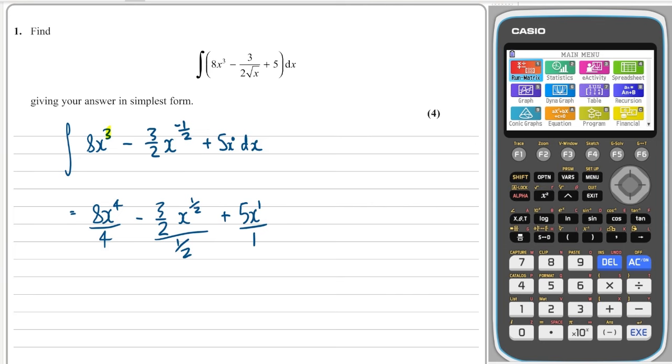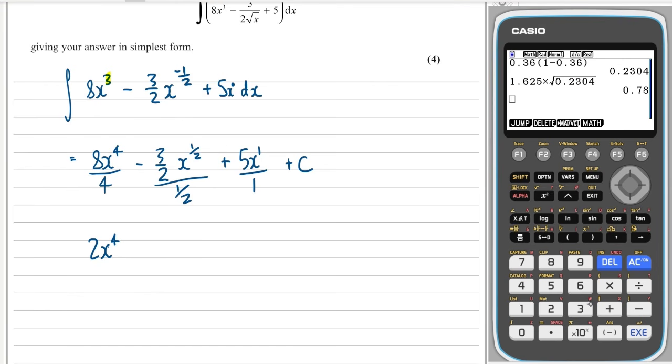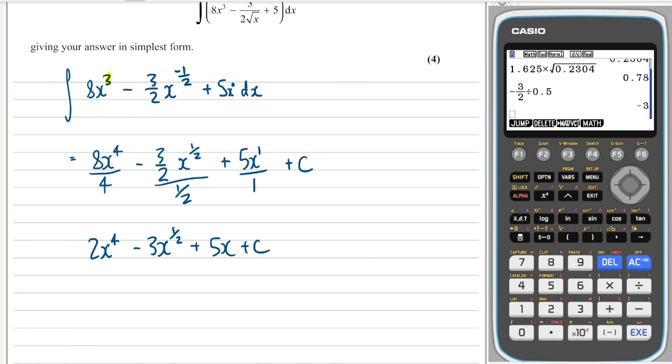Whenever you integrate, you need to write plus c unless there are limits given to you in the question. In this case there are not, so we write plus c. Okay, 8 divided by 4 is 2, so that's 2x to the 4, minus, so we do minus 3 over 2, and then that is divided by a half, or 0.5. That gives me minus 3, and that's x to the power of a half, and then 5 over 1 is just 5x, plus c. And that is our final answer.